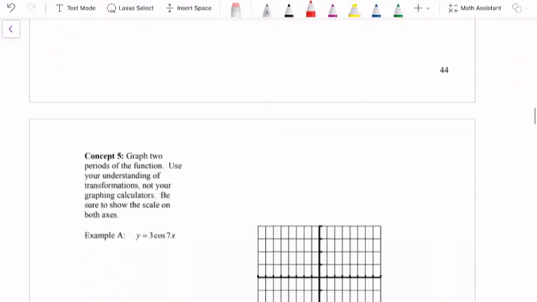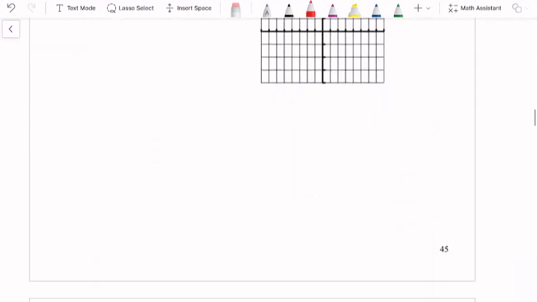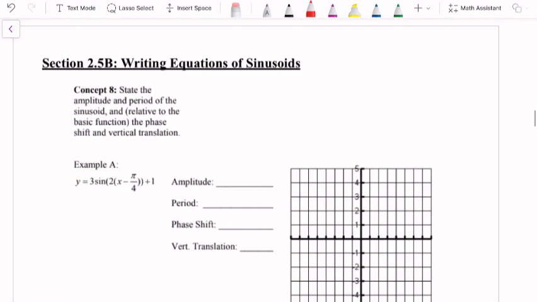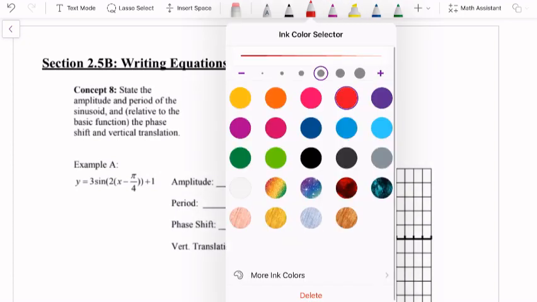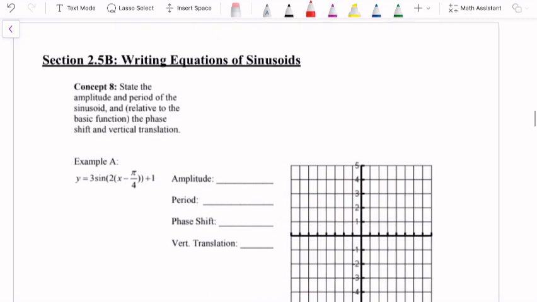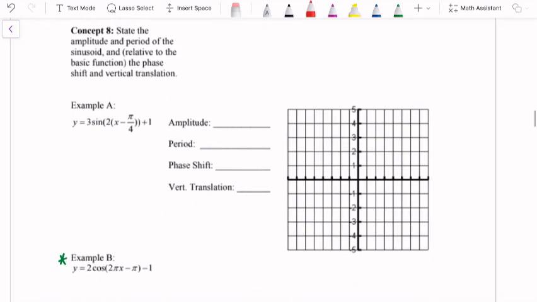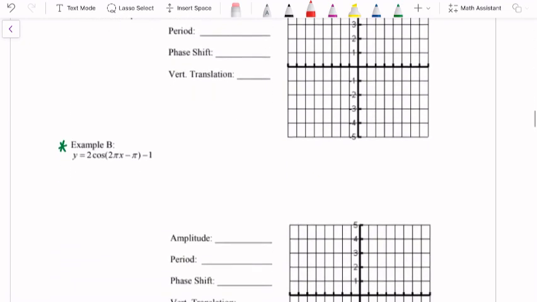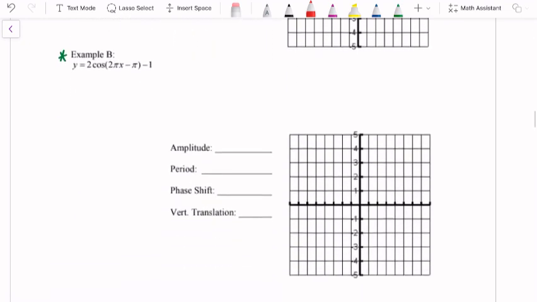Okay, I do want to look at one more example here, and your notebook might say that it's in section 2.5b. I'm actually in the future going to move this to 2.5a, so just go ahead and ignore that, okay? If it does say that, you're in the right place. Okay, I do want to look at example B. So we're going to state the amplitude and the period of the sinusoid, and we're going to find the phase shift and the vertical translation, and we're going to graph it.